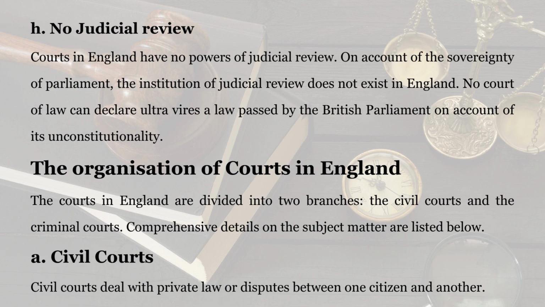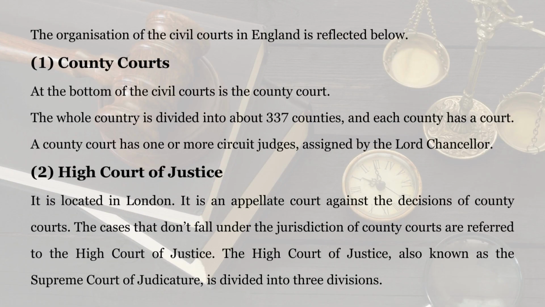The organisation of courts in England. The courts in England are divided into two branches, the civil courts and the criminal courts. Comprehensive details on the subject matter are listed below. A. Civil courts. Civil courts deal with private law or disputes between one citizen and another. The organisation of the civil courts in England is reflected below.